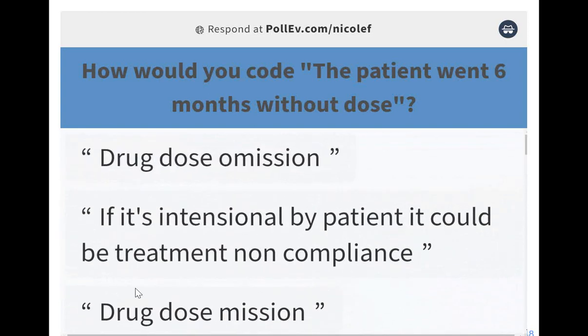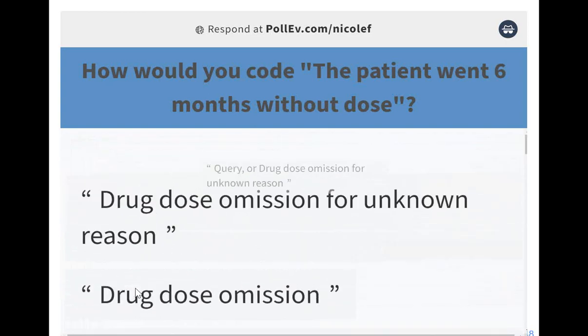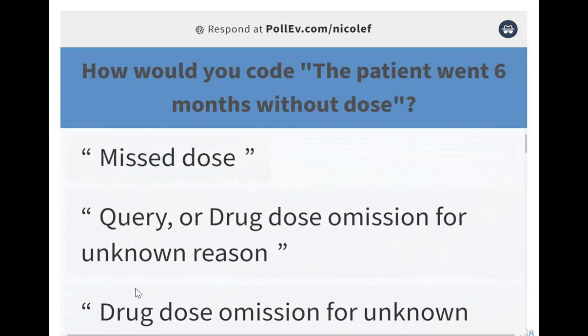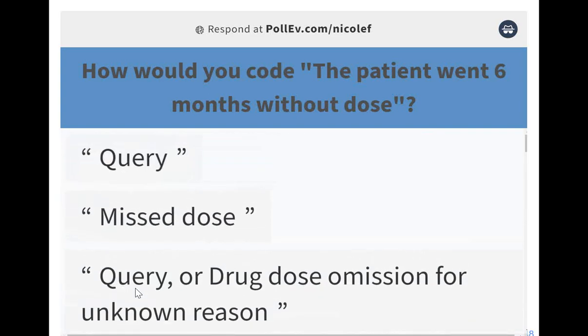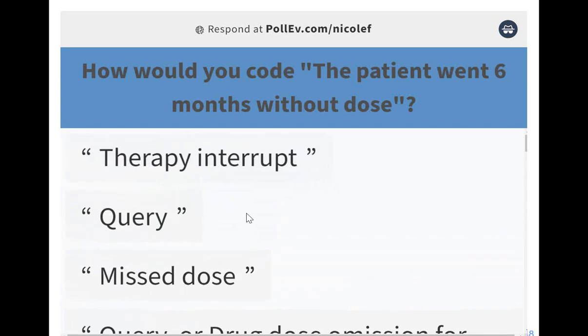Okay. It's intentional, patient could be, drug dose omission for unknown reason, query, drug dose omission for unknown reason, missed dose. Okay, I'm going to give a couple more seconds to get more. Definitely sort of ties in with the way we both interpreted the picture in the beginning, right? There's different ways of looking at things, different areas where we focus, but certainly the approach of don't add any information or assume anything that's not there. At the same time, you do pay attention to what is given there.